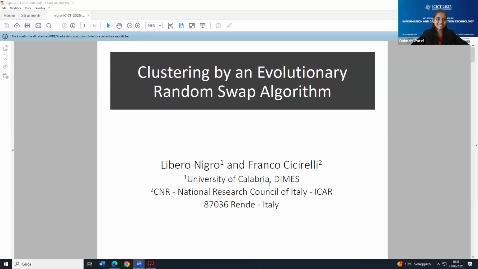I will talk about a research project which concerns the development of an extension of a clustering algorithm, which is random swap. The goal is to improve random swap, which is a well-known good algorithm in general, further with concepts from genetic evolutionary techniques.